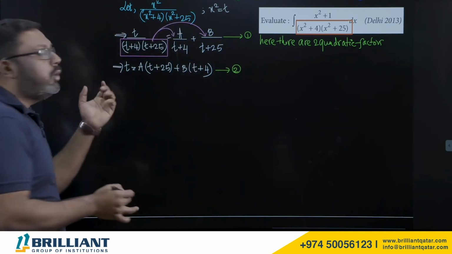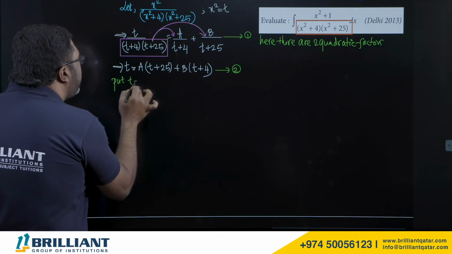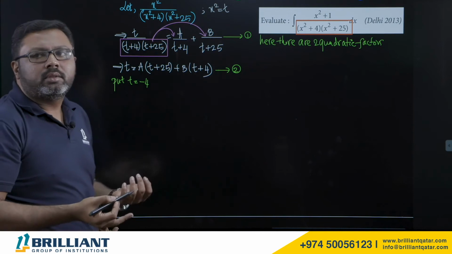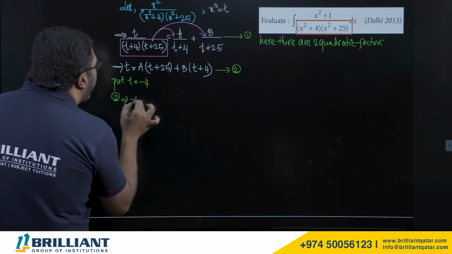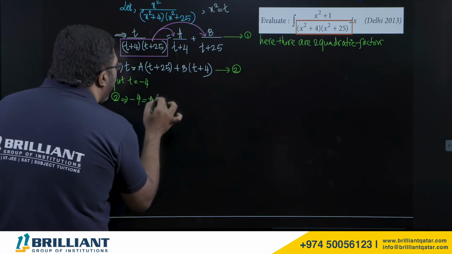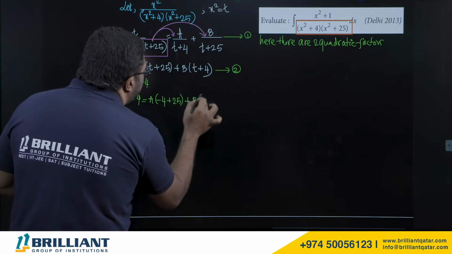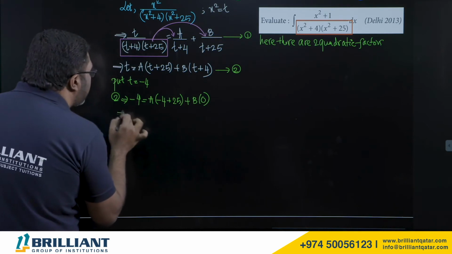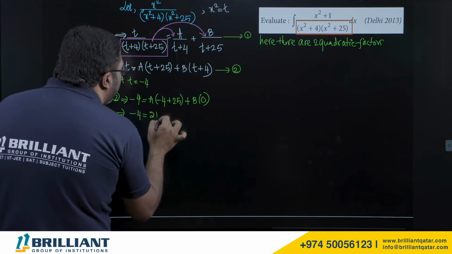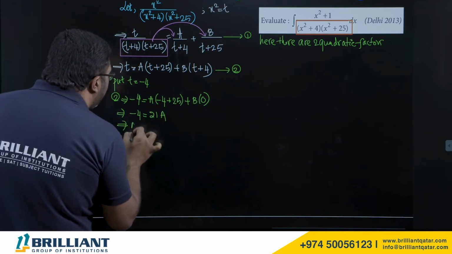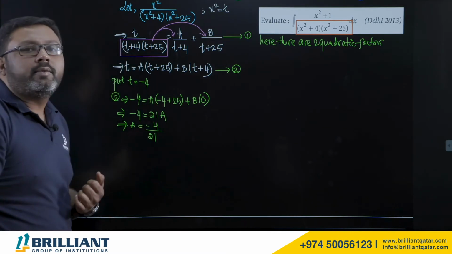So in equation number 2, I have to decide what are the values of t. So I'll put t is equal to negative 4. The traditional method, just the substitution, t is equal to negative 4. So equation number 2 implies minus 4 is equal to a into (minus 4 plus 25) plus b into 0. That implies minus 4 is equal to 21a. That implies a is equal to minus 4 divided by 21.